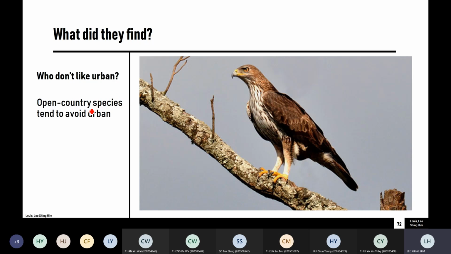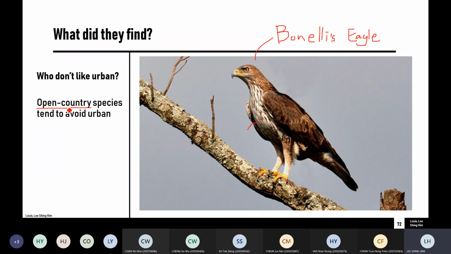But there are some species who do not like urban areas. These are open country species. This species is called 白腹山雕. I use this as an illustration in Hong Kong. Hodgson's hawk-eagle. In Chinese, it is called 白腹山雕. 點解叫白腹咧？因為佢個肚係白色，所以咧就叫白腹，okay? 白腹山雕.